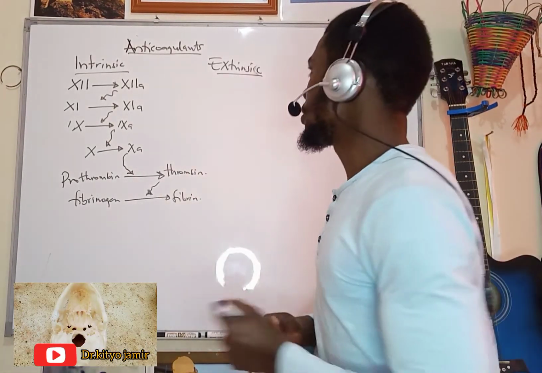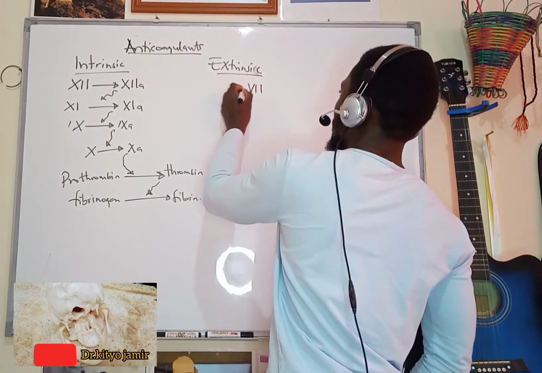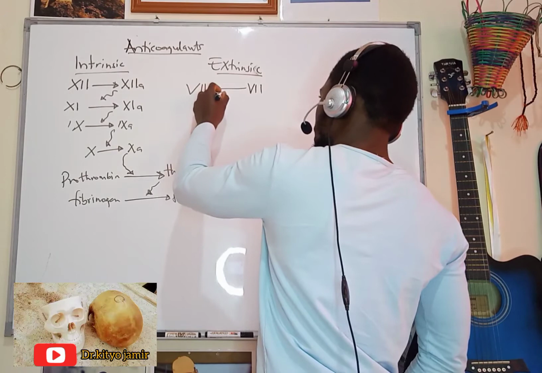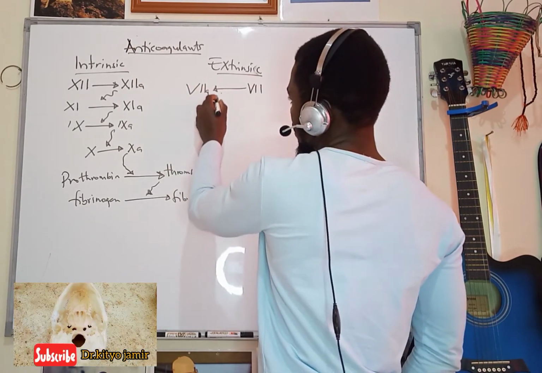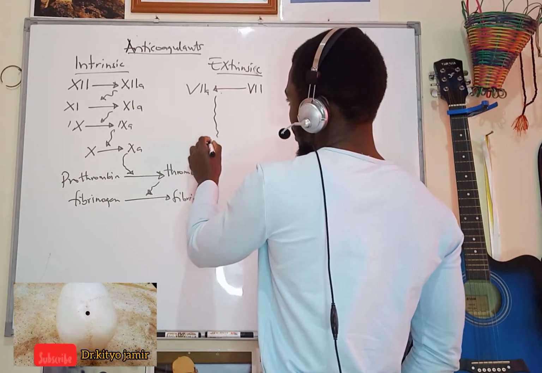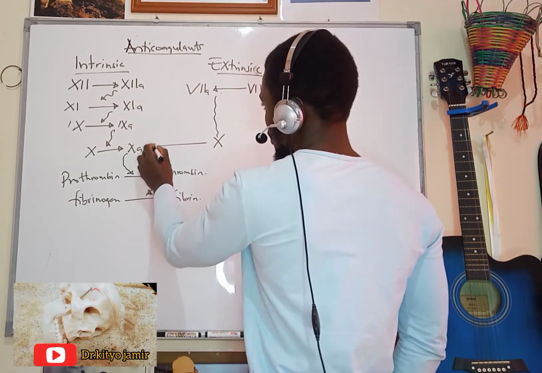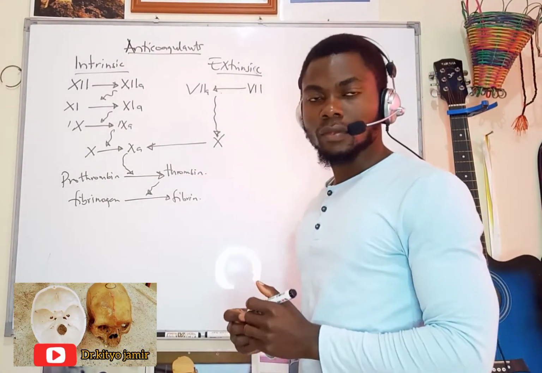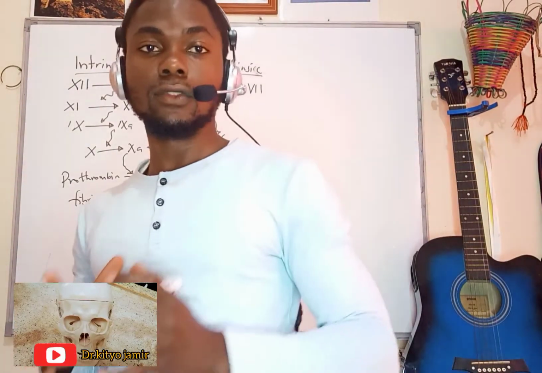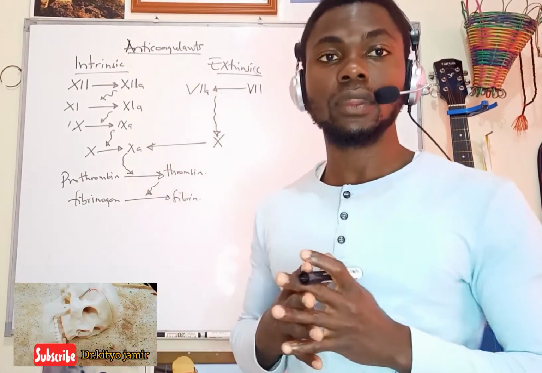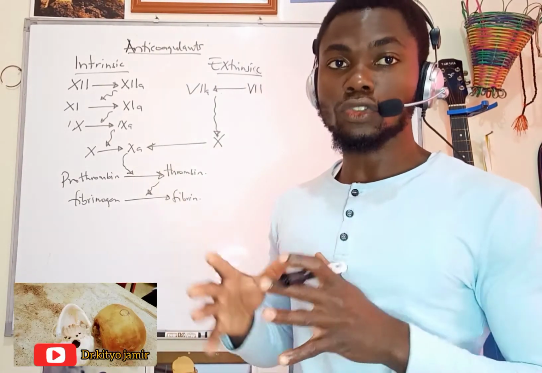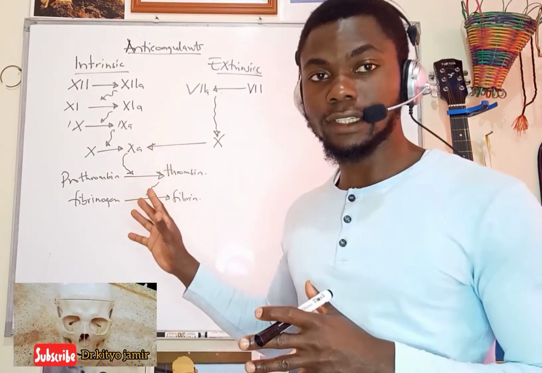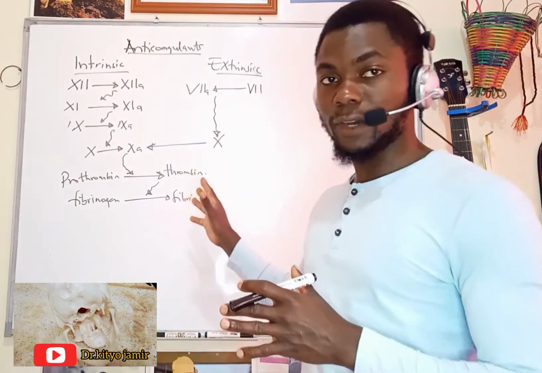So in the extrinsic pathway, we are going to start with factor 7. So activated factor 7 is going to activate factor 10, leading to a bridge of these two pathways. So here we are going to have drugs which are going to be directly targeting certain factors in this cascade. They are going to confer their anticoagulant effect by inhibiting some factors here.